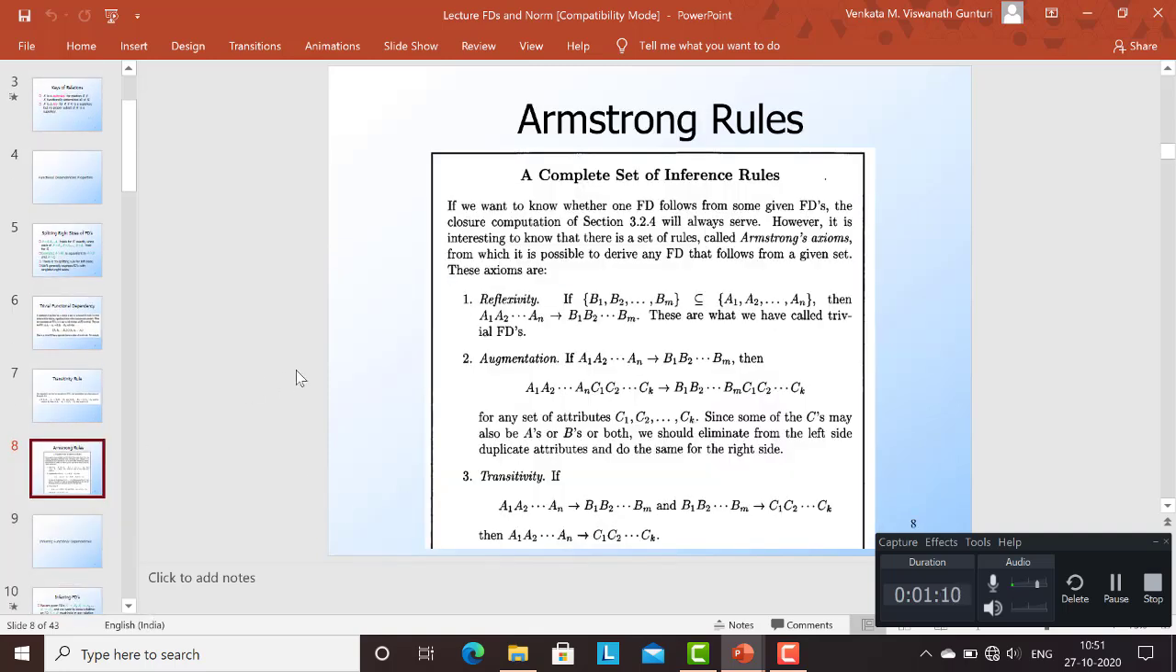Okay, so next, just a slide on something called Armstrong rules, right? Armstrong rules are just a collection of simple FD inference rules. So first is reflexivity. That means if the right side is a subset of the left side, then it trivially holds. And then transitivity, you also know that. And then there is something called an augmentation rule.